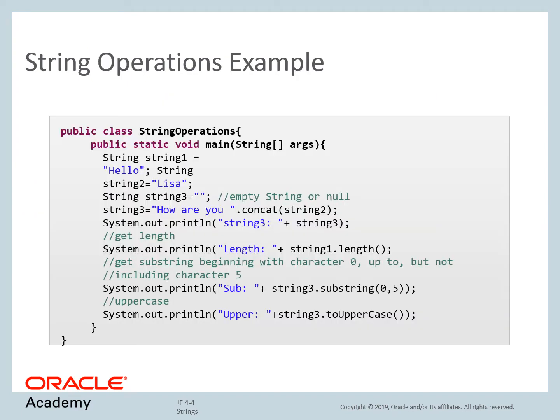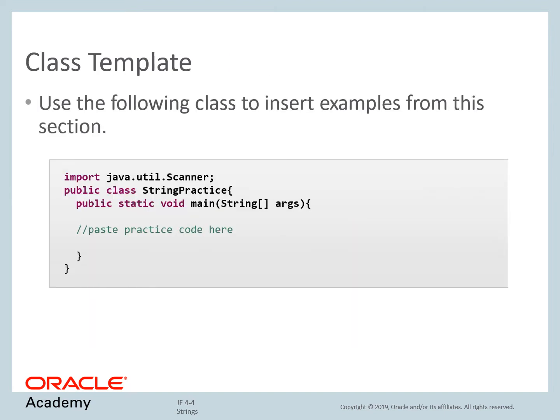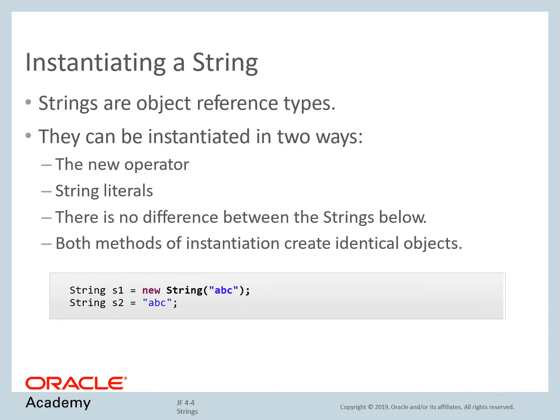String operation example. Use the following class to insert example from this section. Instantiating a string. Strings are object reference type. They can be instantiated in two ways: the new operator or string literal.